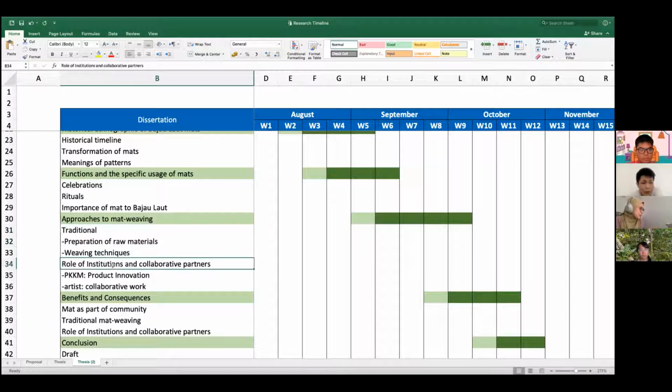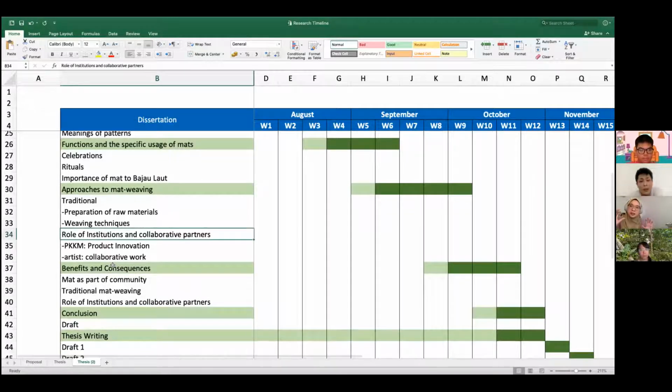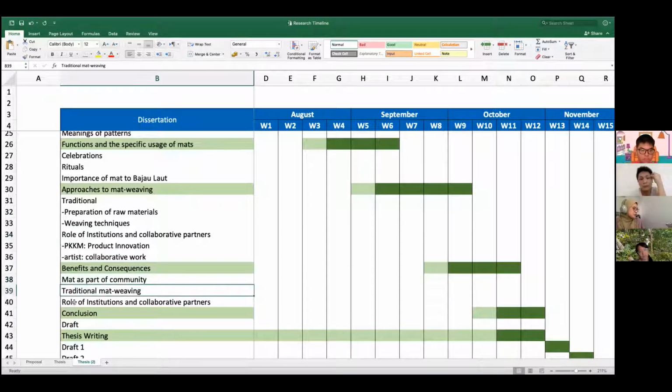And for both Banggi and Omadal, there is the role of institutions and collaborative partners. Meaning Prof. Tangan has injected certain workshops, giving some training to them, and recently Ilan with the Omadal weavers has been exhibiting the tikar internationally. So that's under one topic: looking at the benefits and consequences of the traditional, mat as part of the community, and the role of institutions.